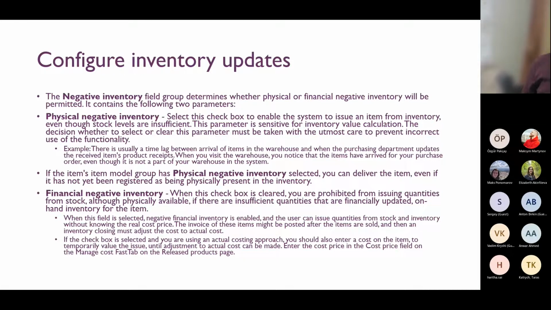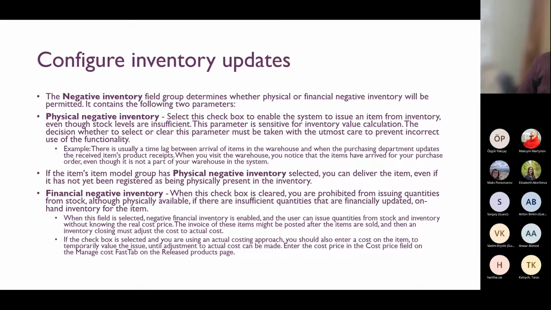But if we clear financial negative, once we register it, we can still ship it or pick it, for example, but we cannot post a sales invoice until we post the purchase invoice. So the system will not allow us to do that.